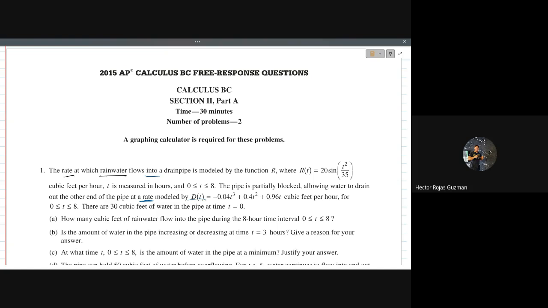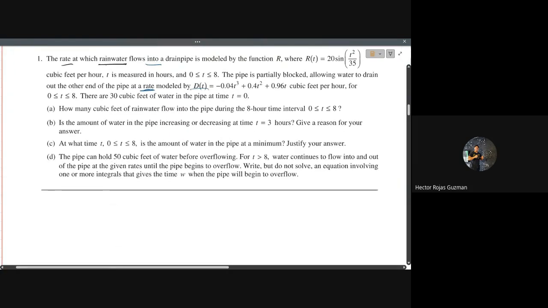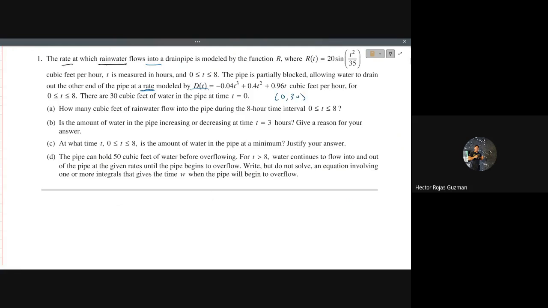There are 30 cubic feet of water, so there's already water in the pipe. That is our initial condition. Let me even write it right here, 0, 30. How many cubic feet of rainwater flow into the pipe during the 8 hours?